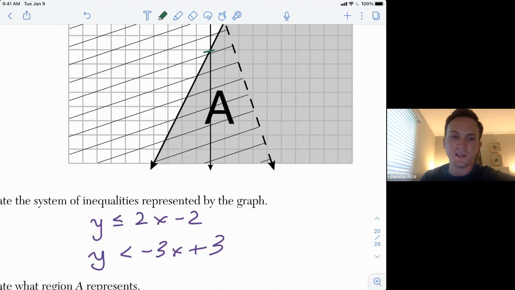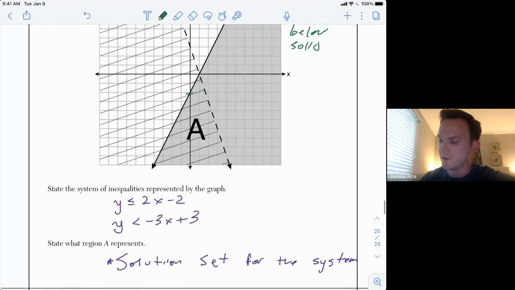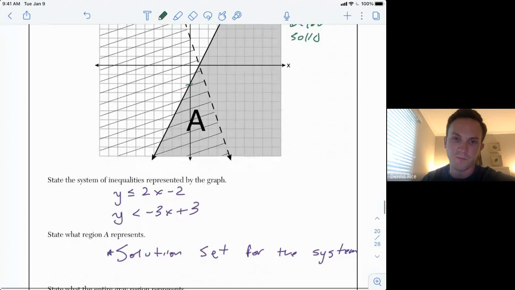Now, what does the next part say? What does region A represent? What did you guys say for that? What was your phrasing for that? You just wrote the word solutions? Yes, the solution set for the system, maybe, or something, I would say. The solution set for the system is what I wrote.